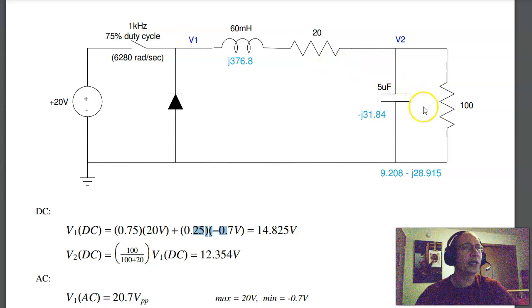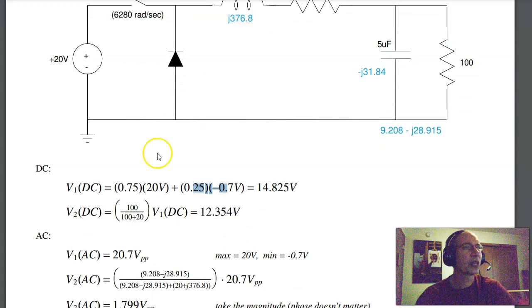V2 at DC is just 100 over 100 plus 20 times V1. Inductors and capacitors don't matter at DC. That gives you 12.35 volts. The AC portion: V1 is going to chatter. It's going to go between 20 volts and minus 0.7 as the switch opens and closes. So it's 20.7 volts peak to peak, ballpark, at 1 kilohertz.